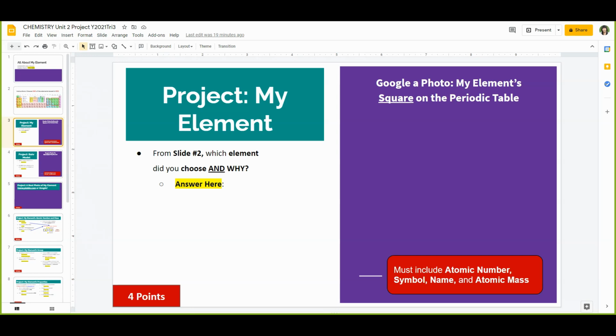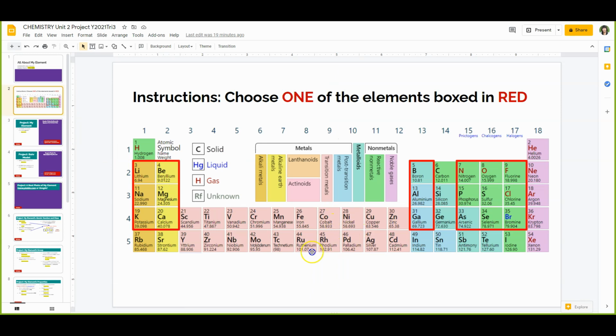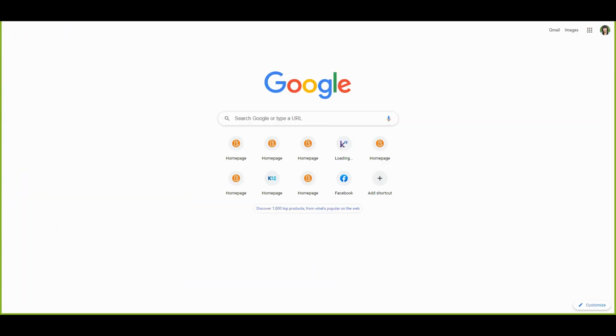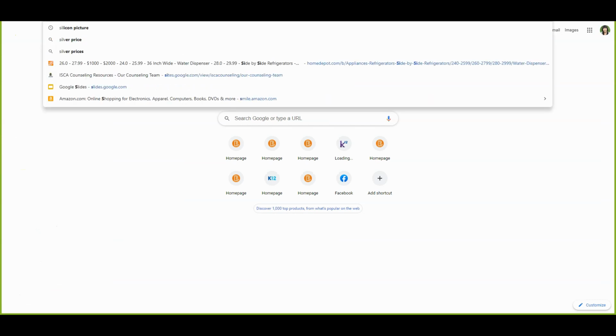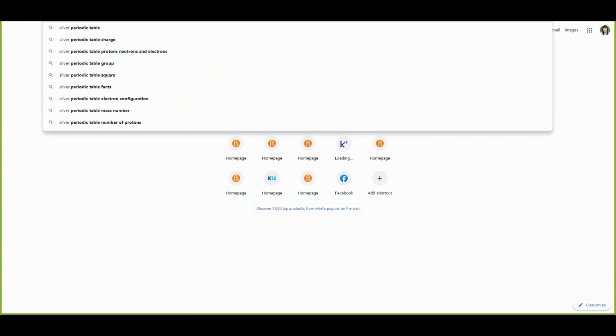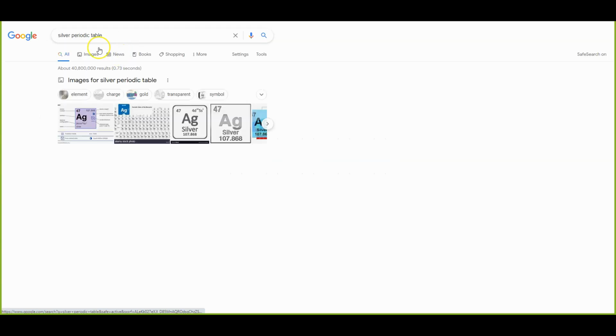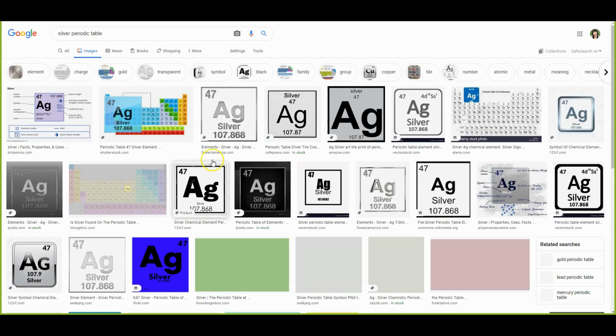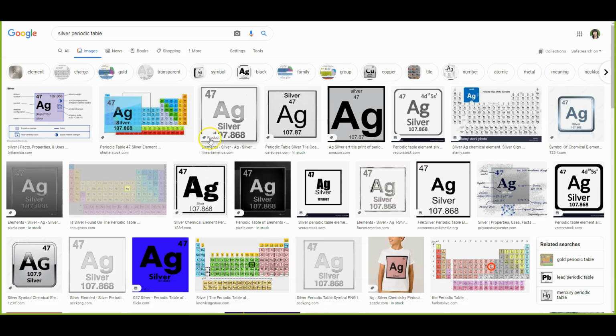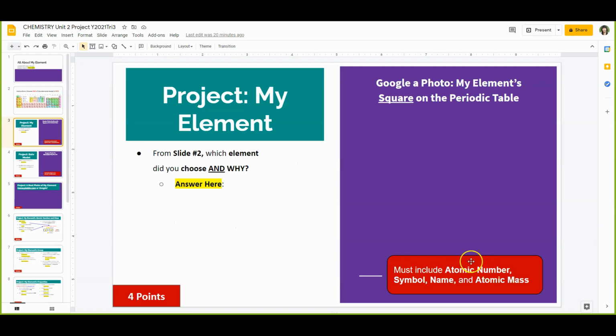But what I would recommend is just Google, for example, if you choose one, which I'm going to choose one that's not in red, but if I were to be able to choose silver, even though I'm not, I could look up silver periodic table, and then just look underneath images. All right, and then any of these that has, it says you have to have the atomic number, which is that number at the top, the symbol, the name, and then the atomic mass, which is the non-whole number, the one with decimals at the bottom.